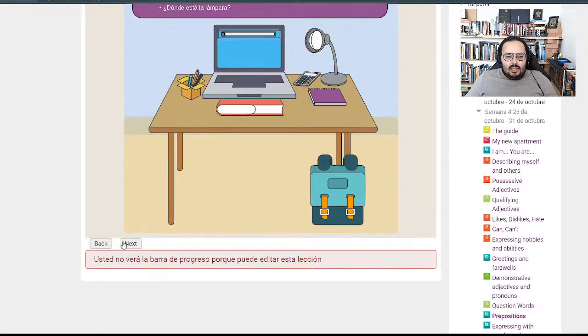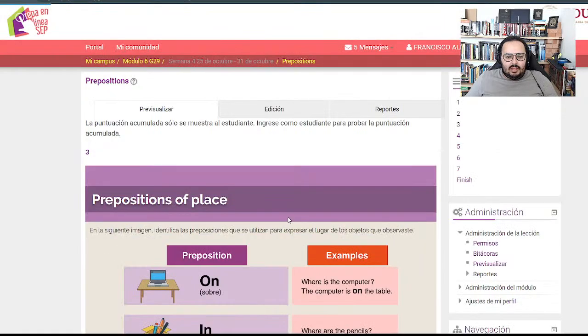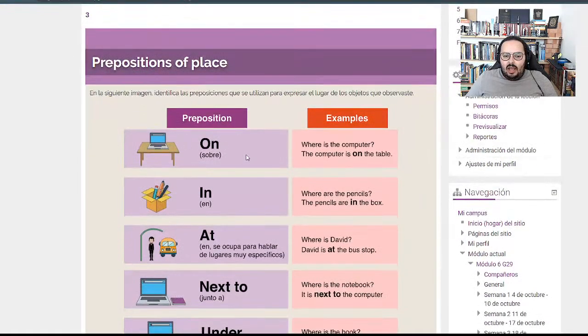Okay, let's continue. Here we have some examples. On, like on the surface. Where's the computer? The computer is on the table.